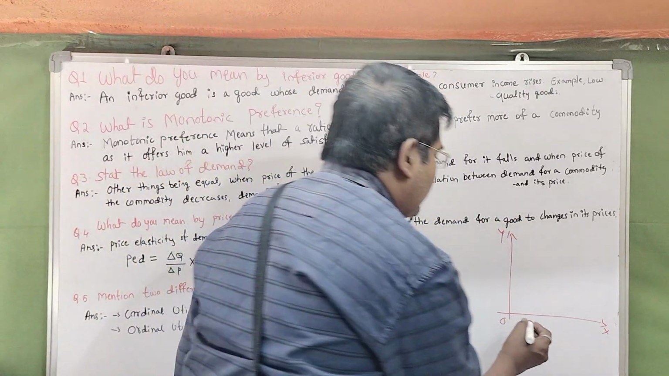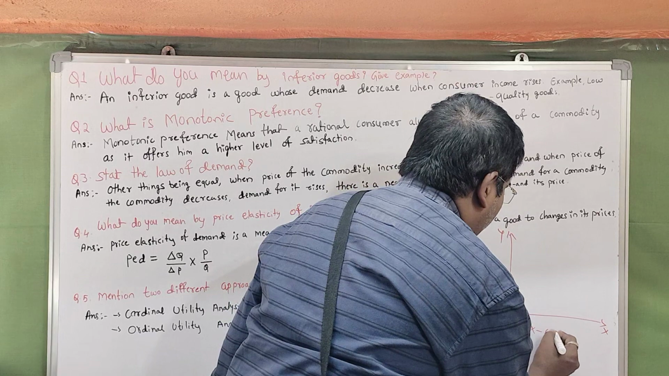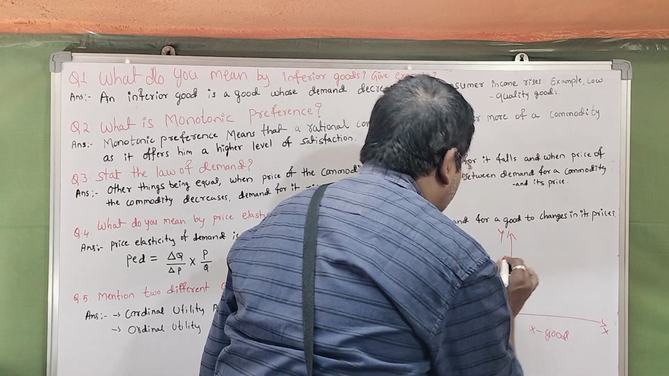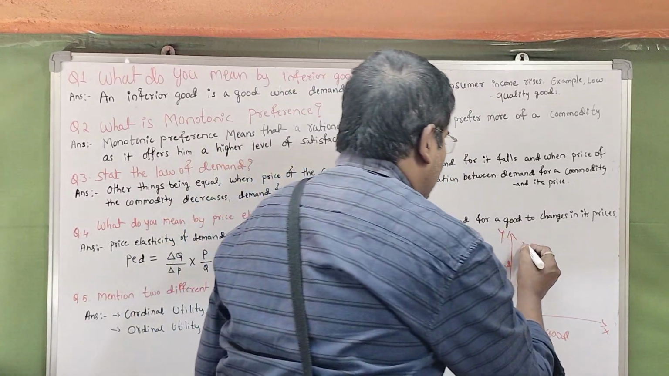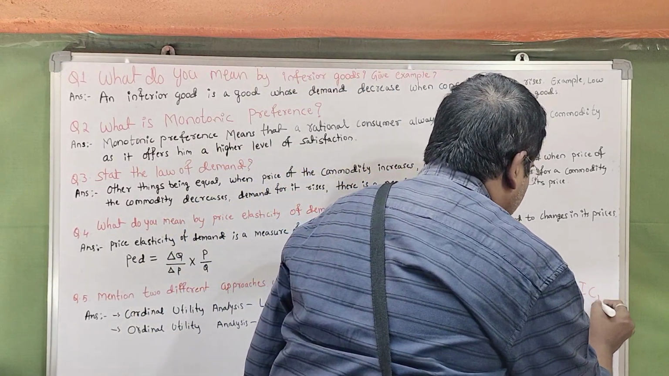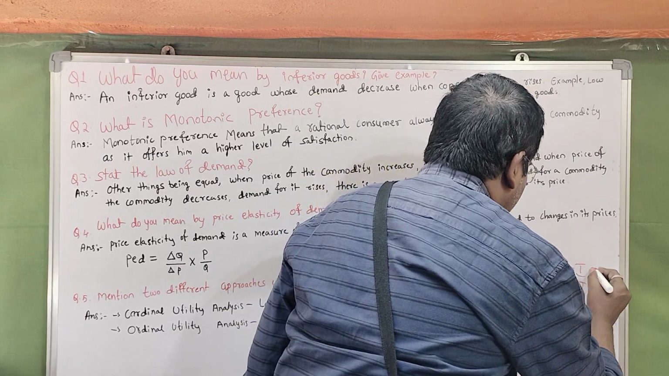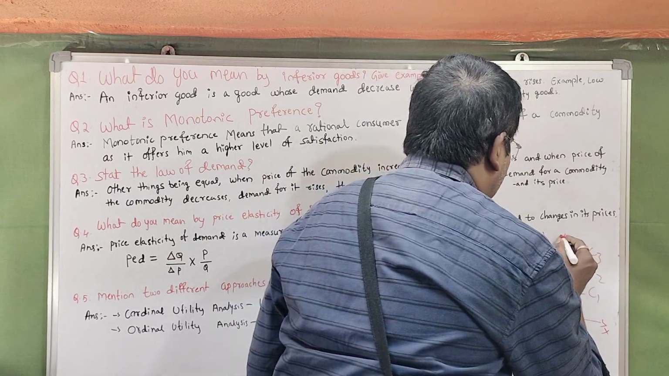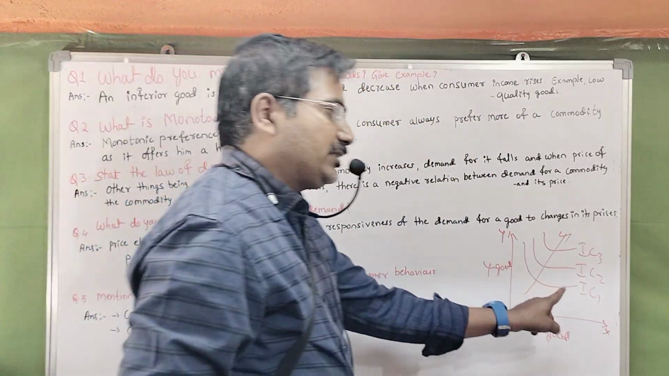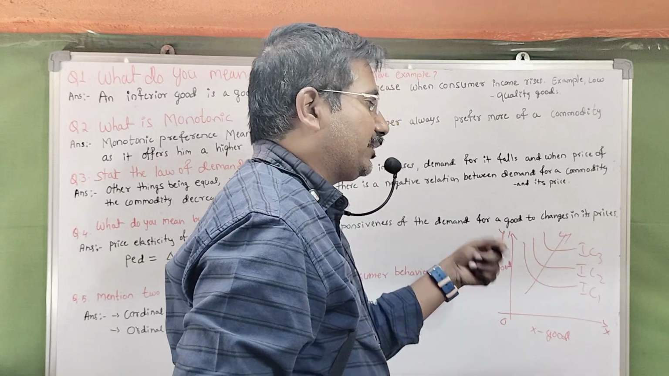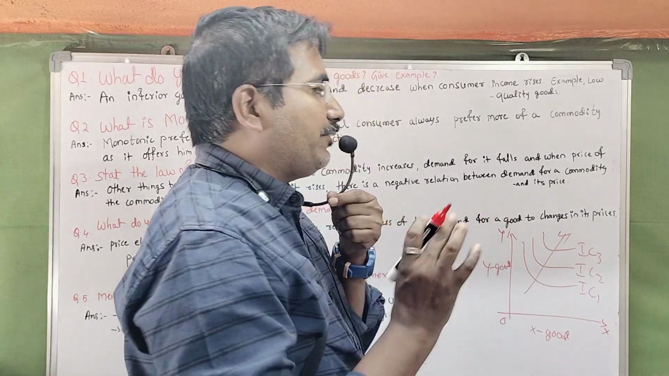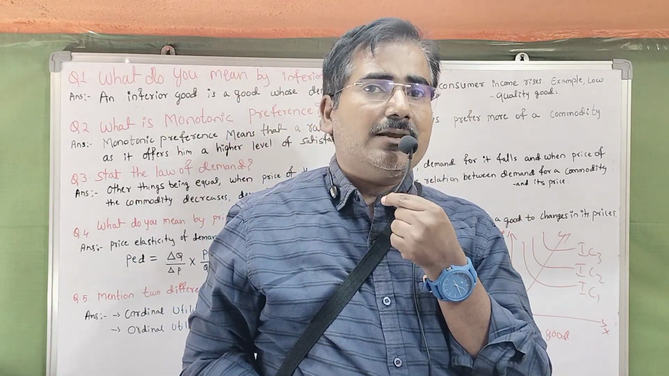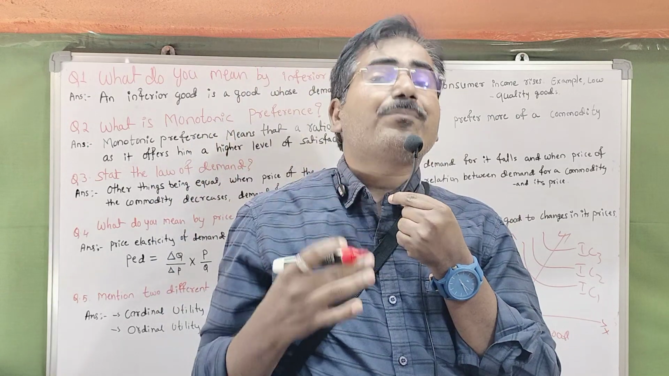For example, we assume good x and another good y, so there are 2 goods. Take the first curve IC1, an indifference curve, then IC2, then IC3. So there are 3 indifference curves, with IC3 greater than IC2, and IC2 greater than IC1. Which one do we choose? The higher curve gives a higher level of satisfaction, so we consider IC3.